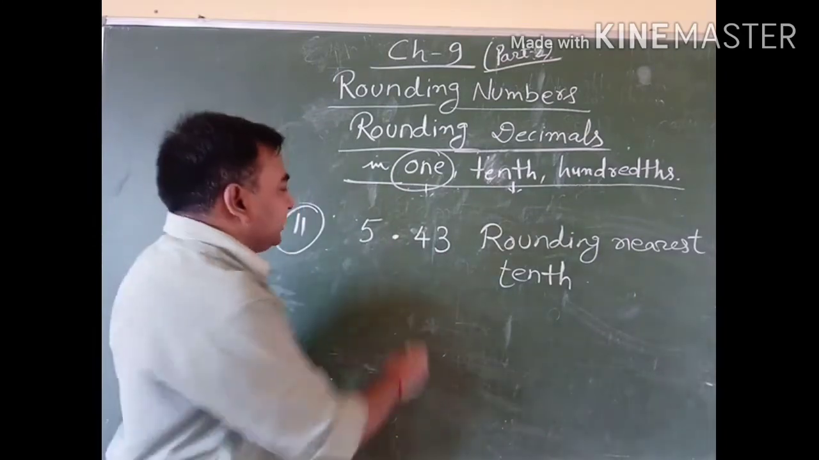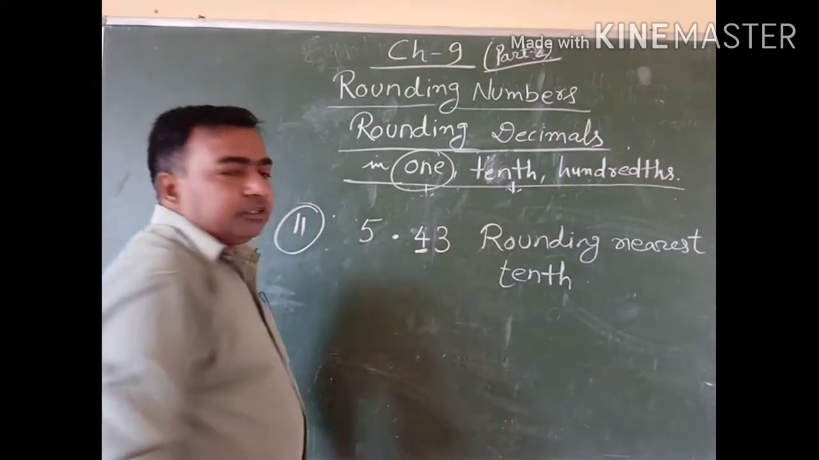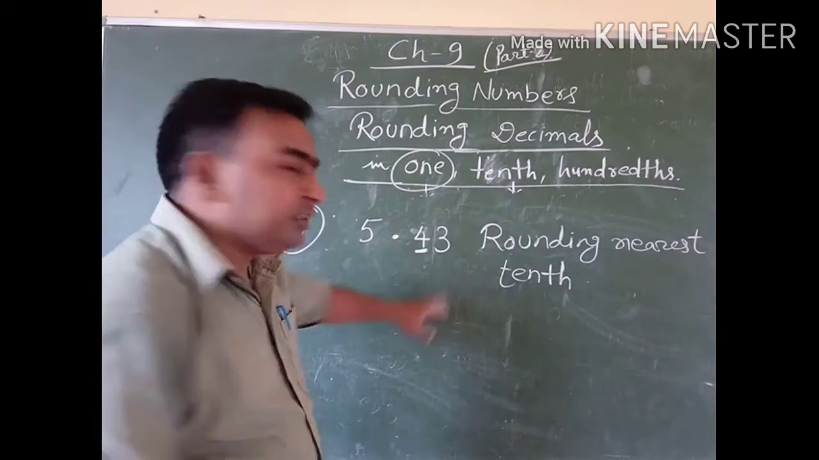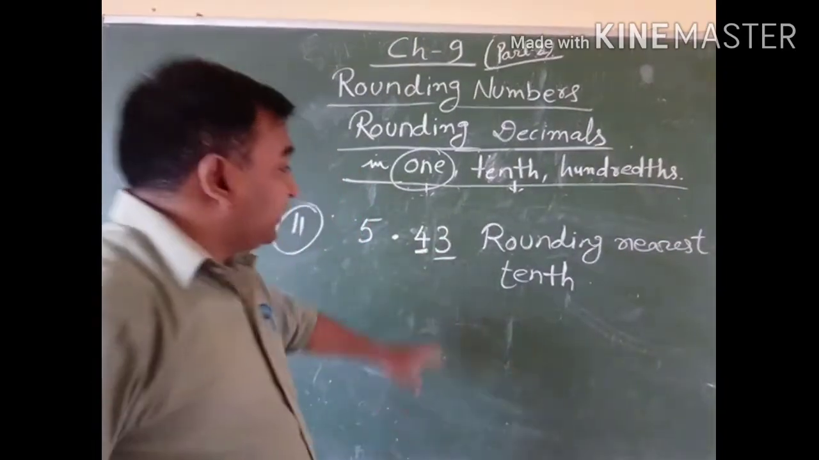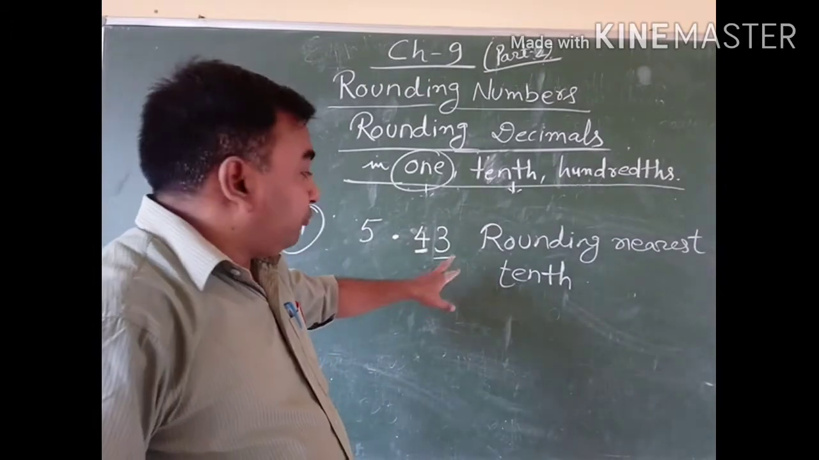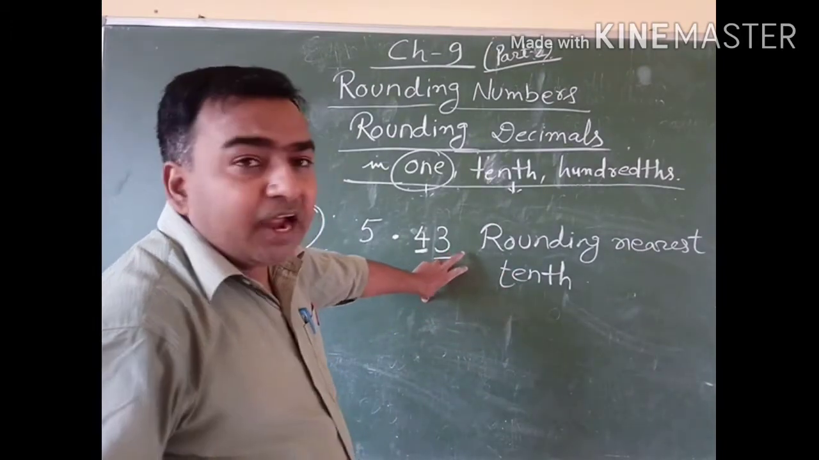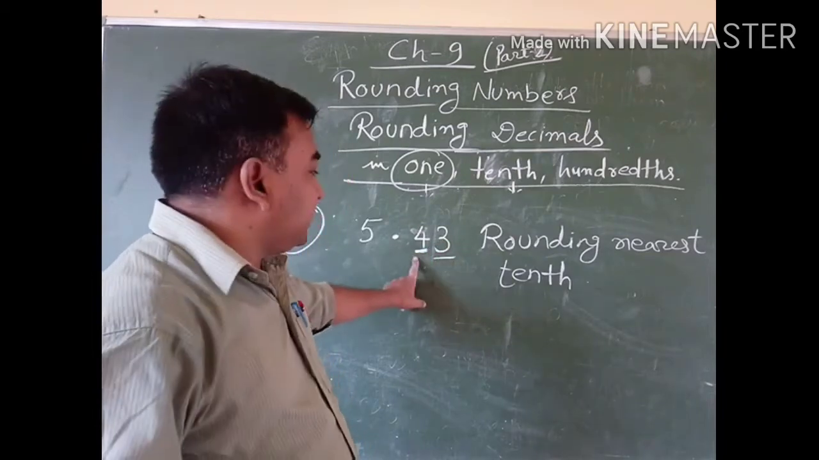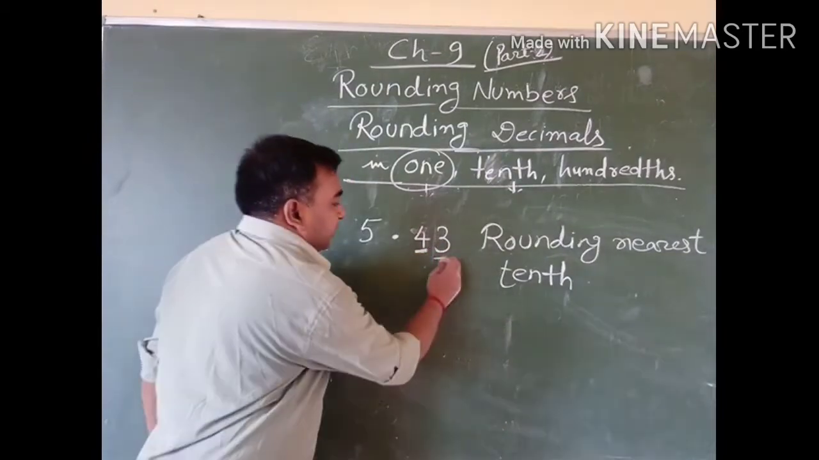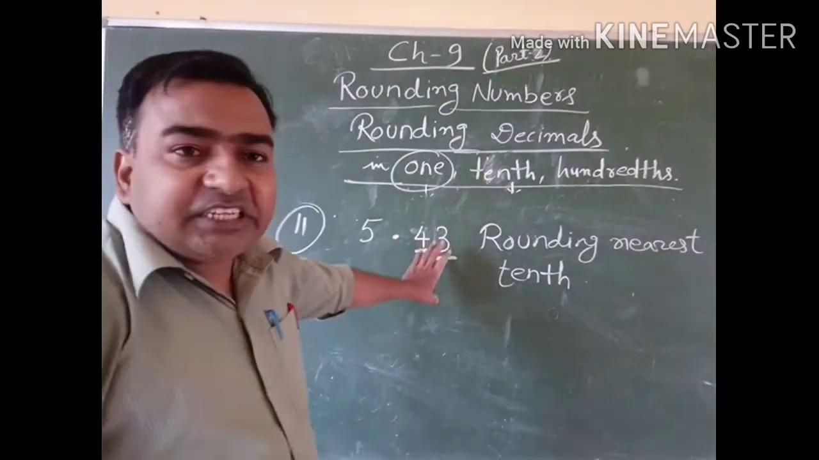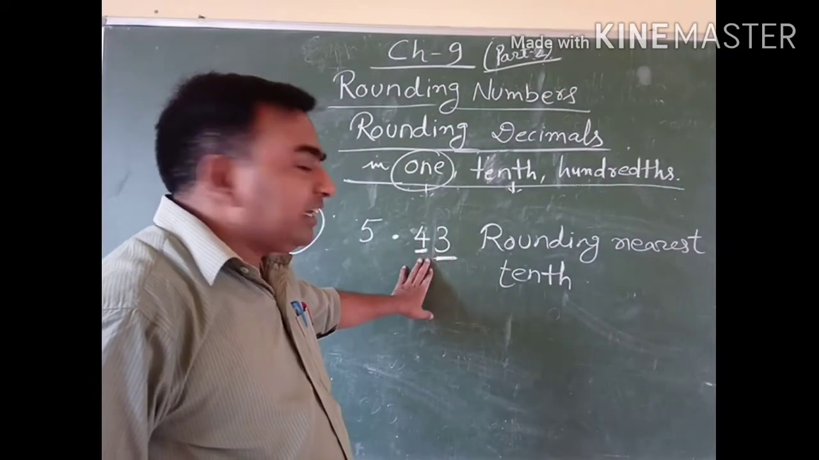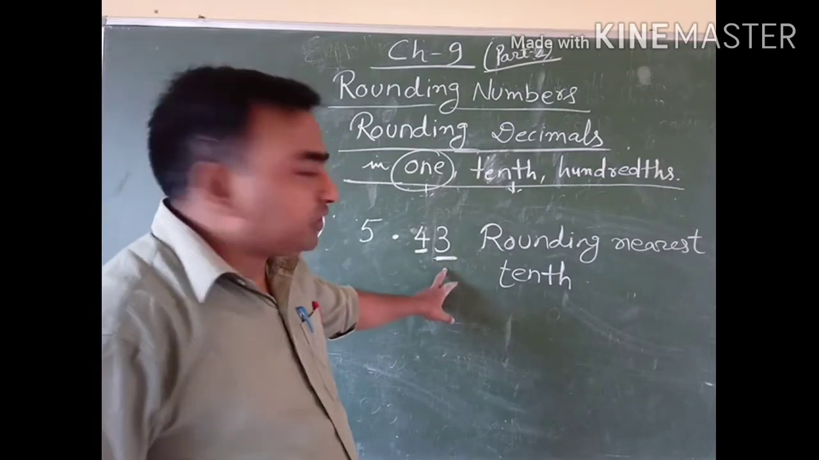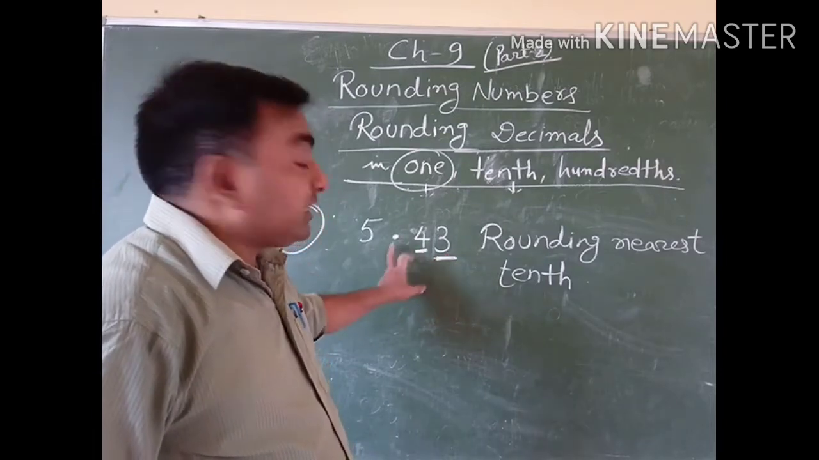So you can see that the first decimal number is 4 and the second number is 3. First we have to see this 3, it means the 100th place number. इसको चेक करना पड़ेगा. To write this number in rounding figure, or round off, first we have to see the second decimal number.